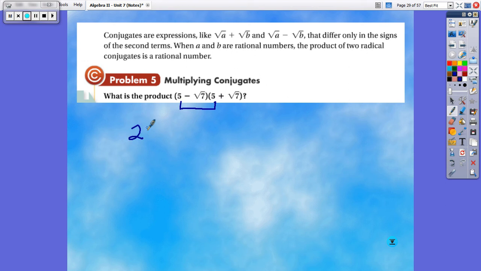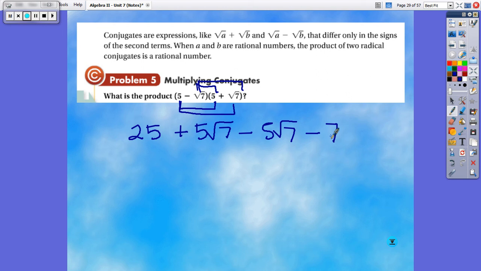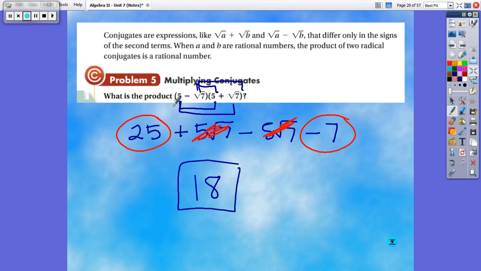We're going to get 5 times 5 is 25. Then we do the outsides, which is plus 5 root 7. The insides are minus 5 root 7. And my last ones here, it's going to be negative root 7 times root 7 is 7. So now I have plus 5 root 7 and minus 5 root 7, so those are actually going to cancel out and go away. So all I'm left with now is 25 and a minus 7. 25 take away 7 is 18. And 18 is your answer. So we went from all of this messy problem here to just the whole number 18.